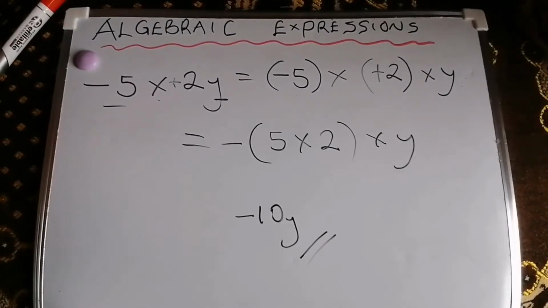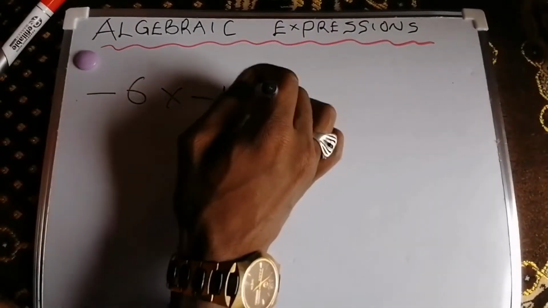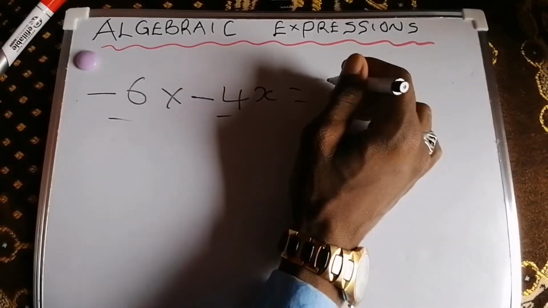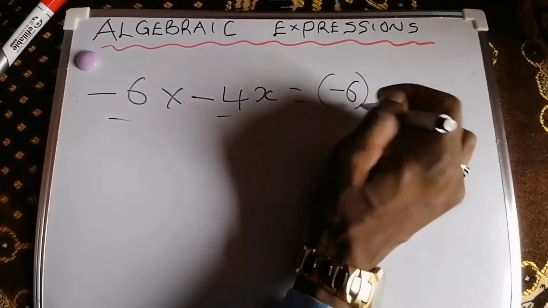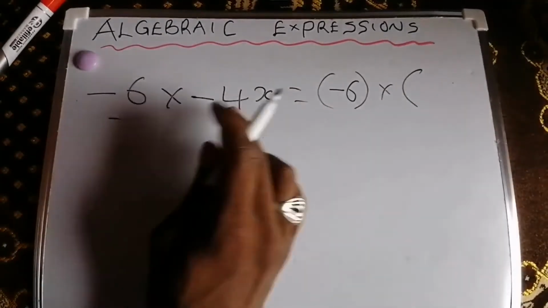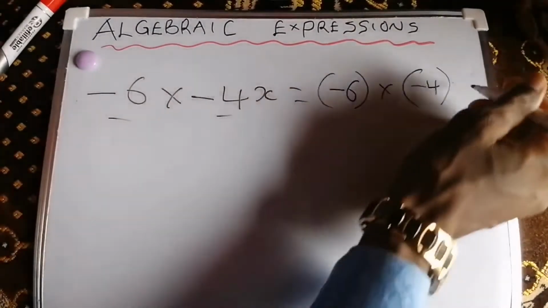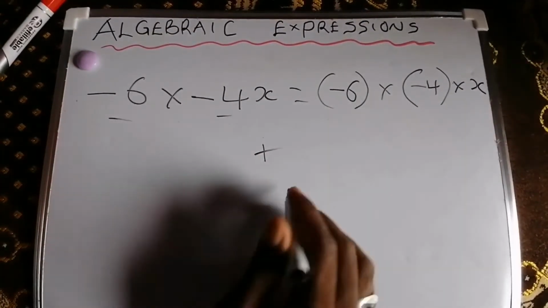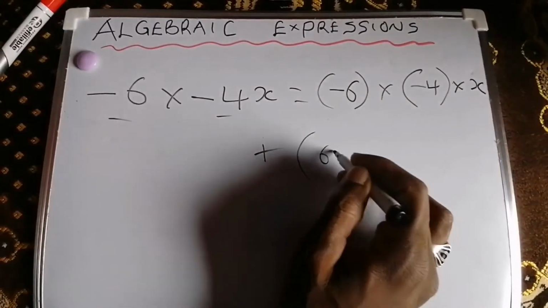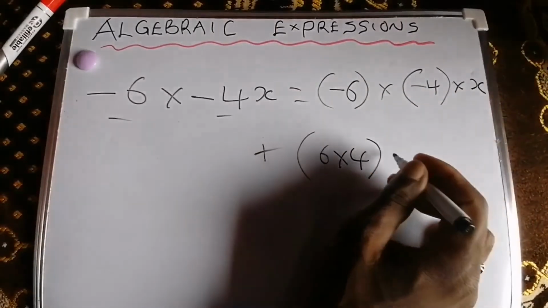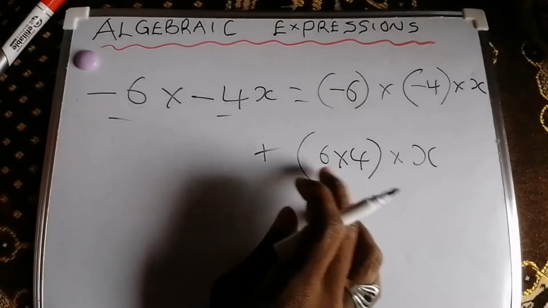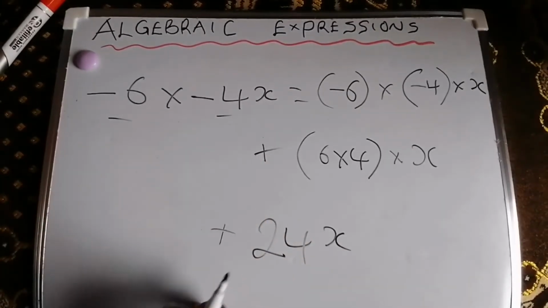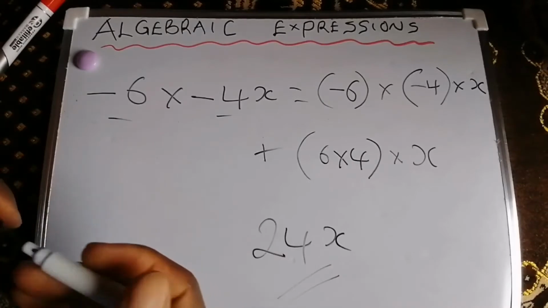our final answer. Second, we have minus 6 times minus 4x, so equals to, here we have minus 6 and here we have minus 4, so therefore we open our first bracket, at minus 6, we close it, then times, open bracket, minus 4, close our bracket, then times x, so minus times minus equals to plus, we open our bracket, 6 times 4, close our bracket, then times x, so 6 times 4 equals to 24, times x equals to x, so no need of us to write plus here, just leave it like this, 24x, so your final answer is 24x.